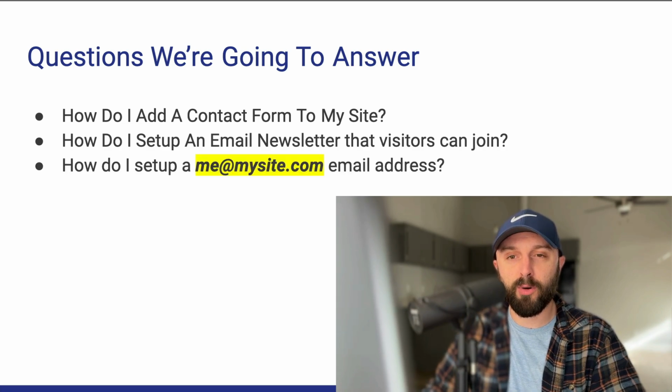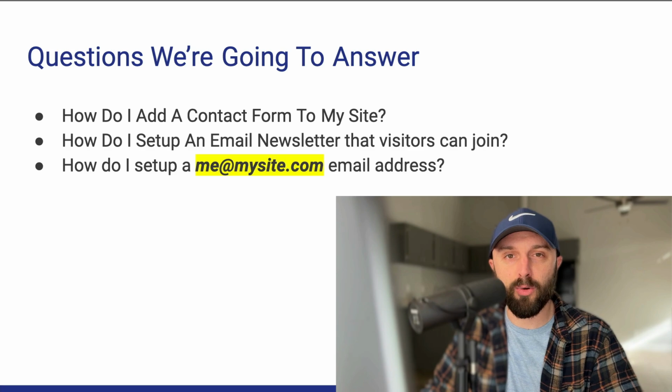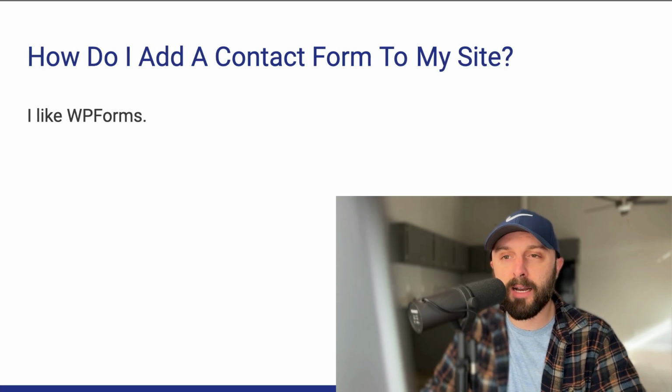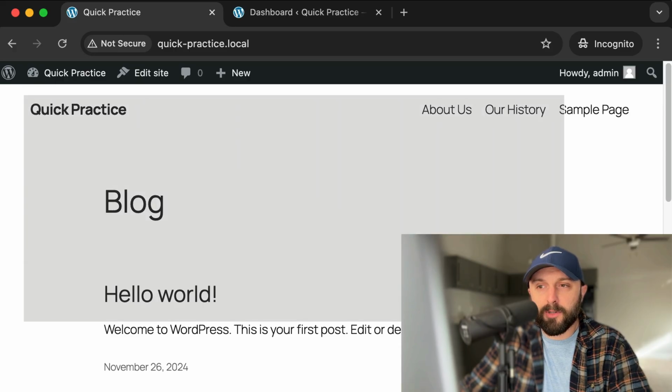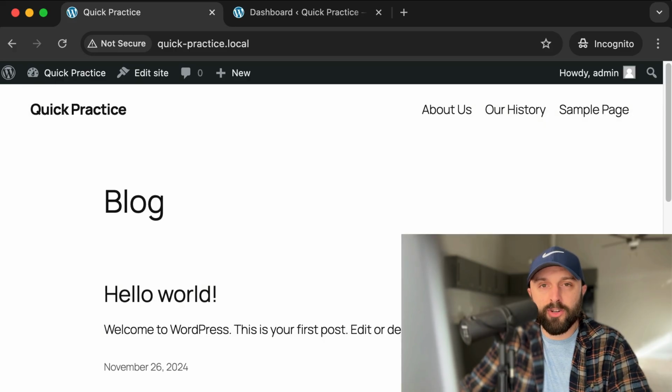And then the third and final question, we'll briefly talk about how you would set up your name at yourdomain.com. So let's start with question number one. How do you add a contact form to your WordPress website? So here's an example website we set up in the previous video on my channel. And now imagine if we wanted to add a contact us page where visitors can type in their name and a message to you. Let me show you how I would set that up.